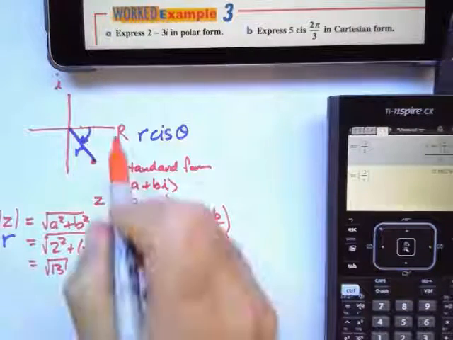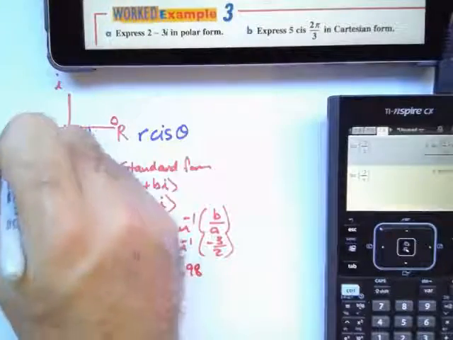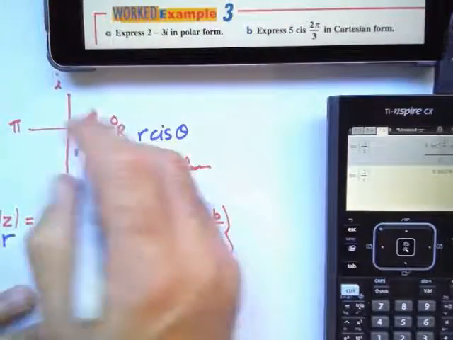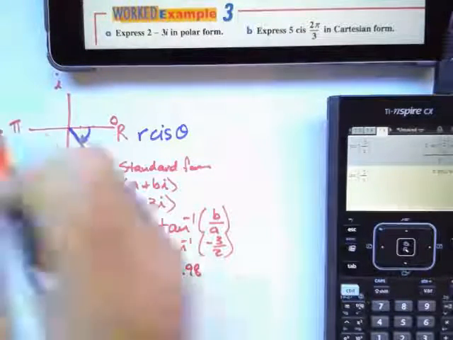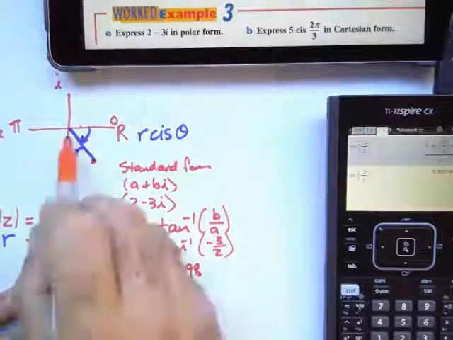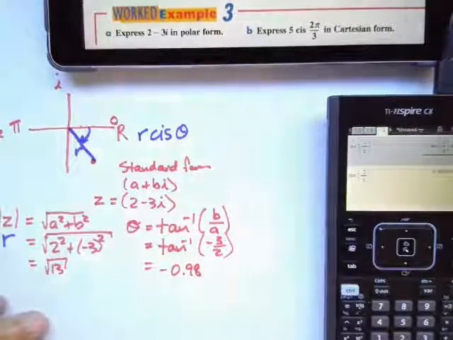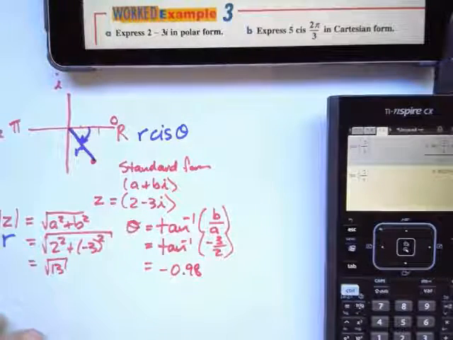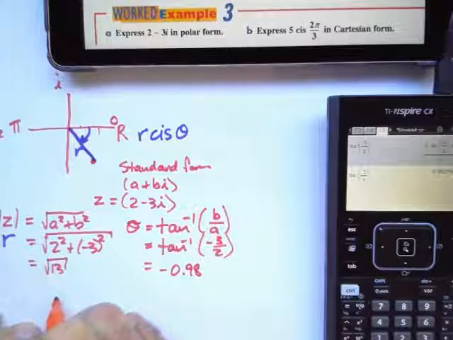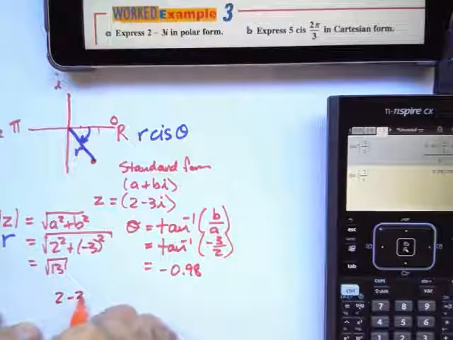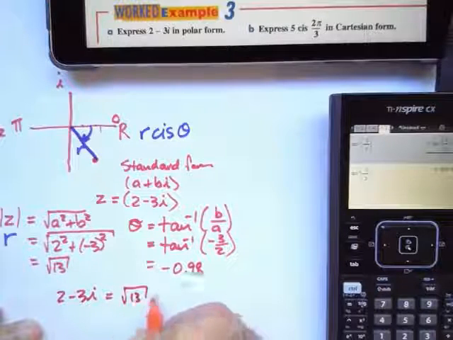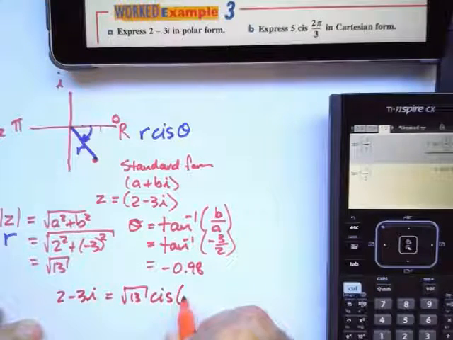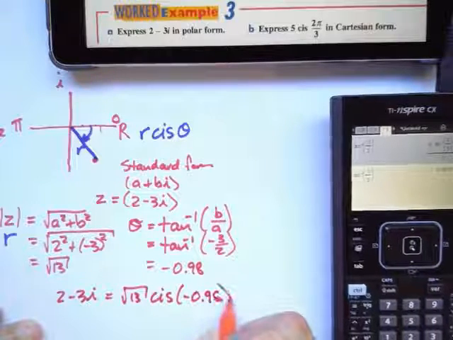Is that correct? Well, if that is 0, that is pi, which is roundabout 3.142, which means 0.98 is going to be less than half, so it's in the fourth quadrant. So I can rewrite this then in polar form to say that 2 minus 3i equals square root 13 cis of negative 0.98.